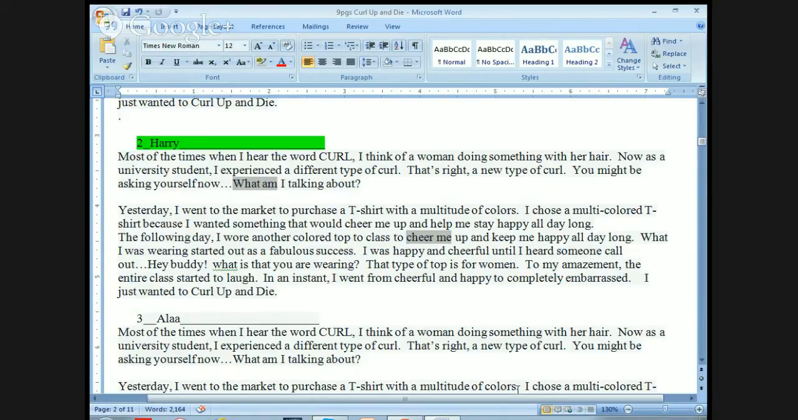I was happy and cheerful until I heard someone call out, "Hey buddy, what is that you are wearing? The type of top is for women."